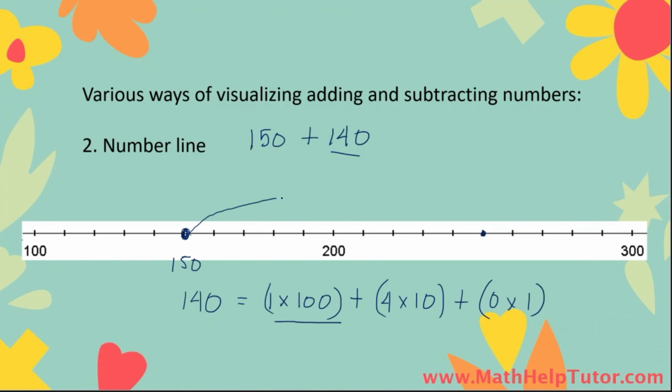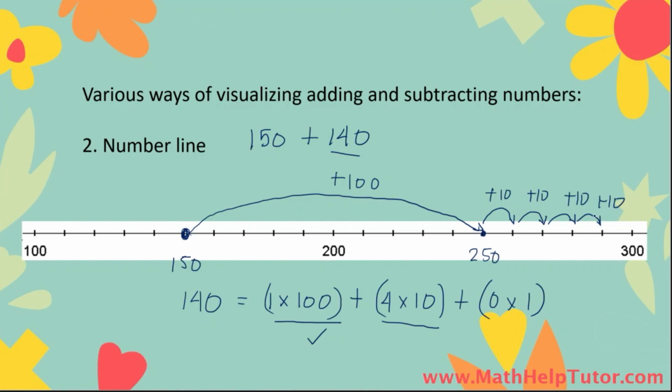Let's jump by plus 100. It's plus 100. Okay, we're done with this part. Now let's add 4 tens. This is 210, 220, 230, 240, 250. Now let's add by 4 tens. Okay, that's 1 ten, and then another 10, and then another 10, and then another 10. That's 4 tens. So that's 260, 270, 280, and 290.